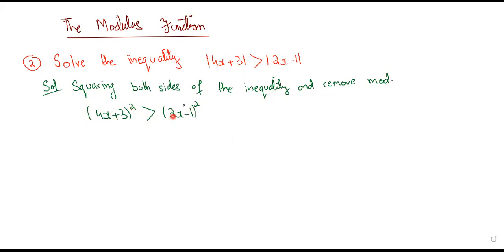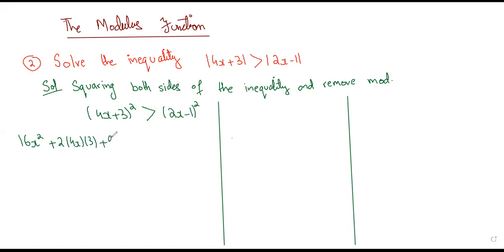So we need to understand it this way. Whenever we have the mod function, we can just square that and both of them would be equivalent. Now I just need to simplify this quadratic inequality. So let me make some lines here because this would take a few steps. So it would become 16x squared plus 2 into 4x into 3 plus 9 is greater than 4x squared minus 2 into 2x and then plus 1.